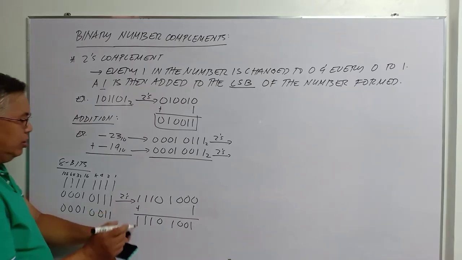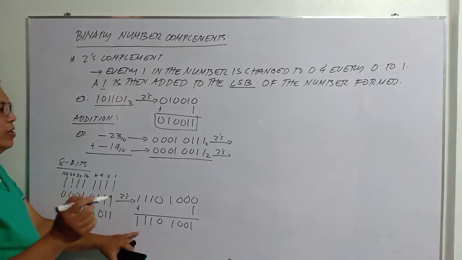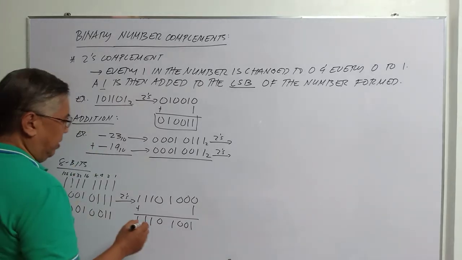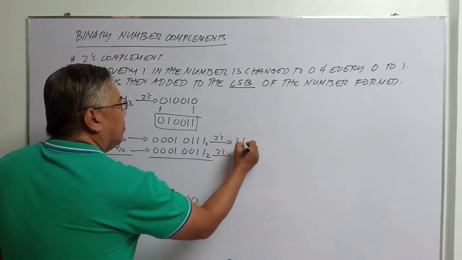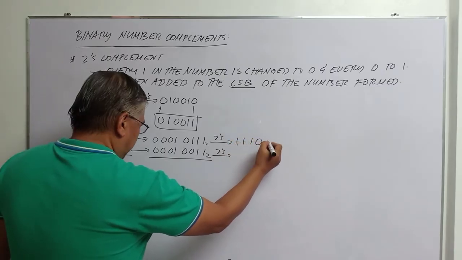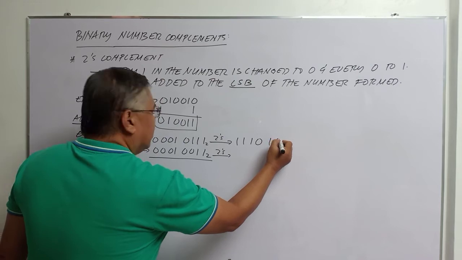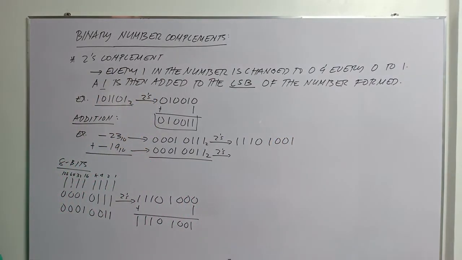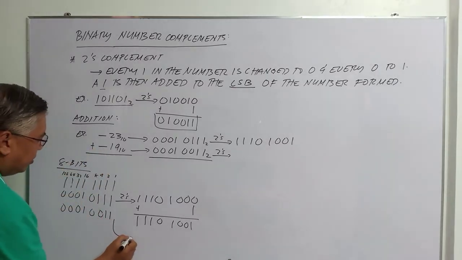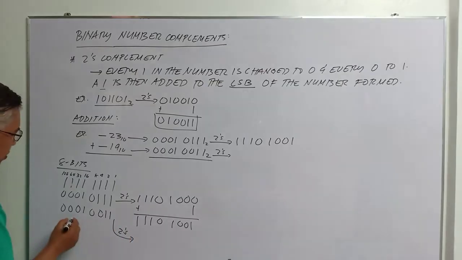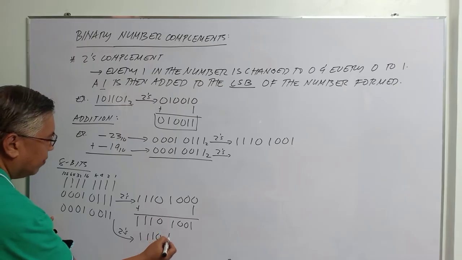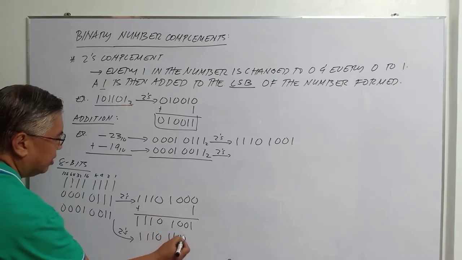So in other words, this one here is the equivalent of a minus 23 in binary form. So you have 1, 1, 1, 0, 1, 0, 0, 1. Okay? Then, 19. This one here. So what is the 2's complement equivalent? So you have 1, 1, 1, 0, 1, 1, 0, 0.